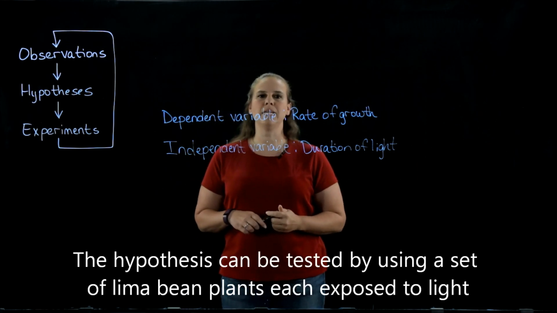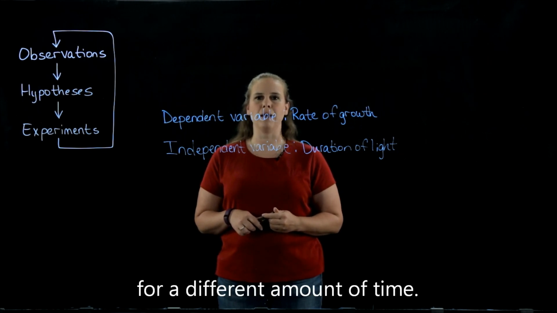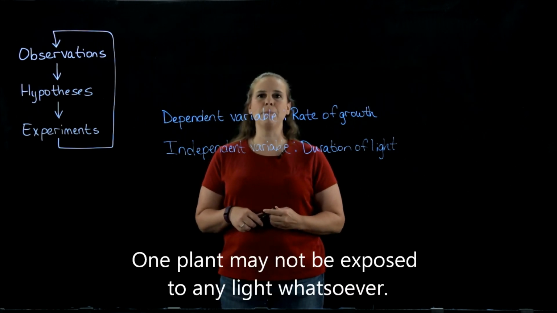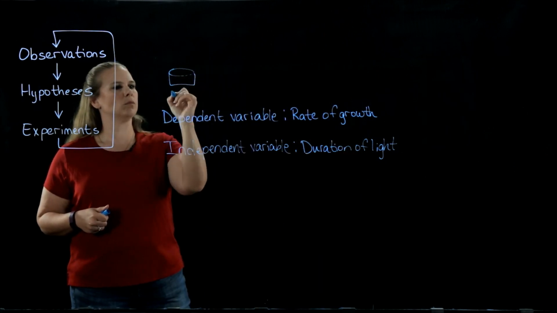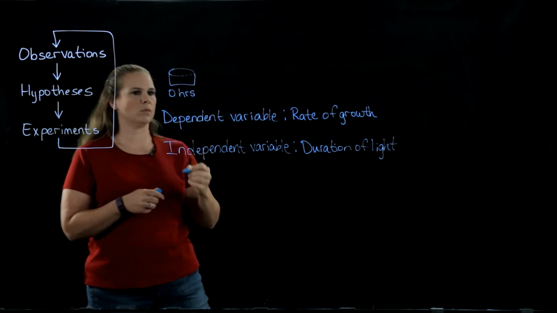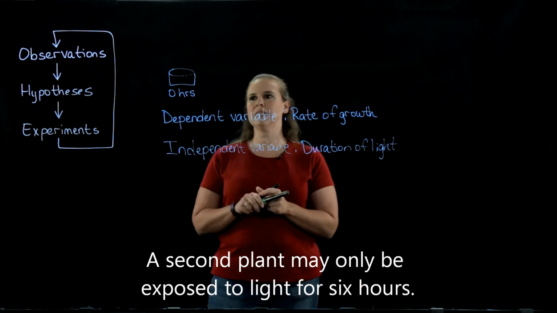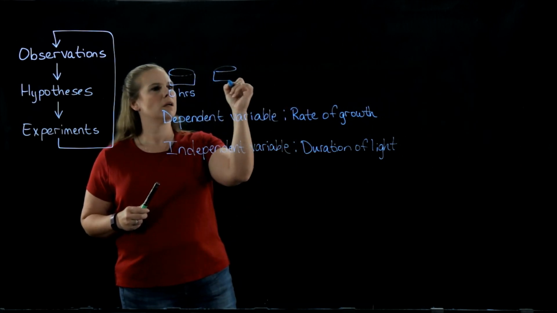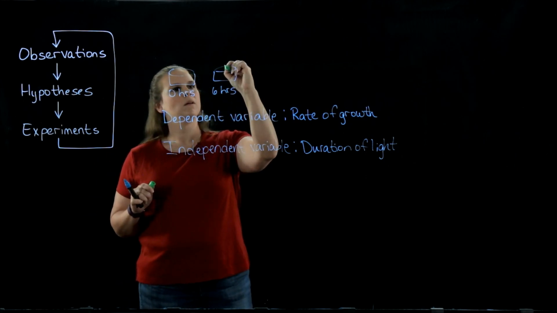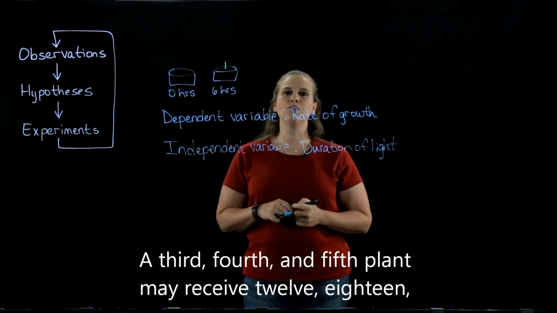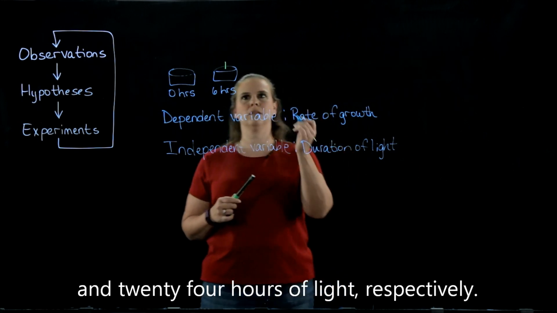The hypothesis can be tested by using a set of lima bean plants, each exposed to light for a different amount of time. One plant may not be exposed to any light whatsoever, a second plant may only be exposed to light for 6 hours, a third, fourth, and fifth plant may receive 12, 18, and 24 hours of light, respectively.